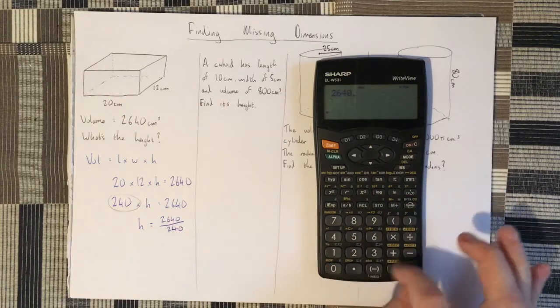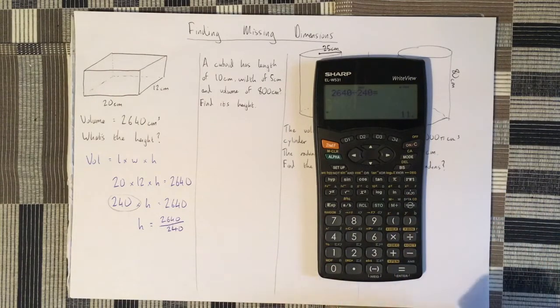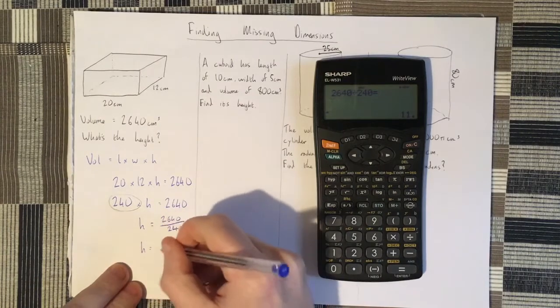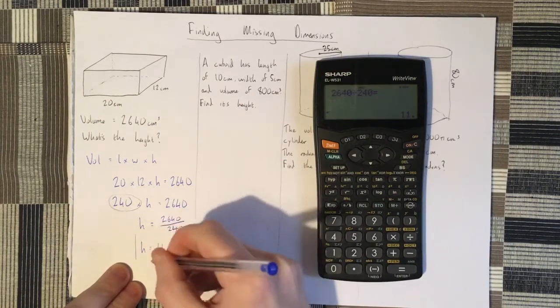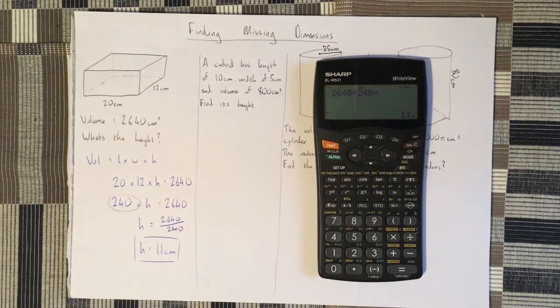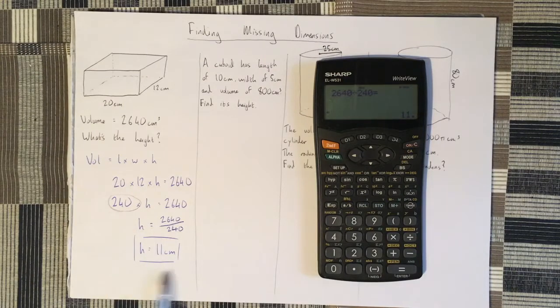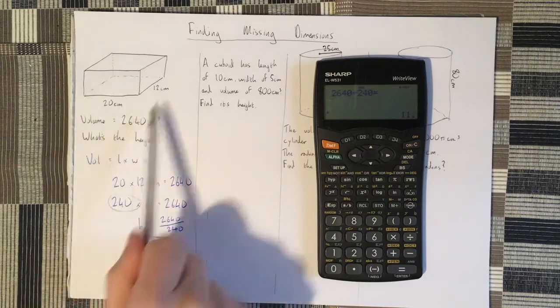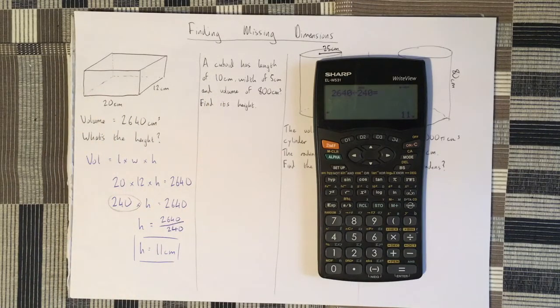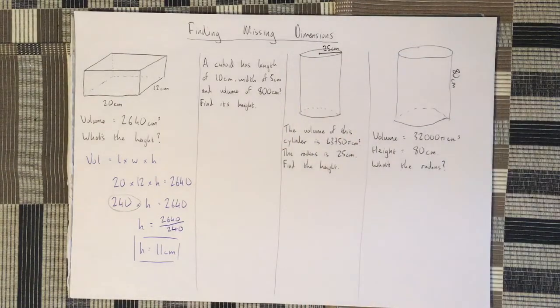So 2640 divided by 240 is 11. So my height is equal to 11 centimeters, and that's what I was asked to figure out, the missing height. Looking at the diagram, 11 looks reasonable. It's maybe not exactly to scale, but it's in the same ballpark as these numbers. I wouldn't expect an answer of 1,000 centimeters if it was 20 by 12. Do that quick common sense check on your answer, that you're not getting a massive number or a really, really small number, but 11 makes sense to me there.